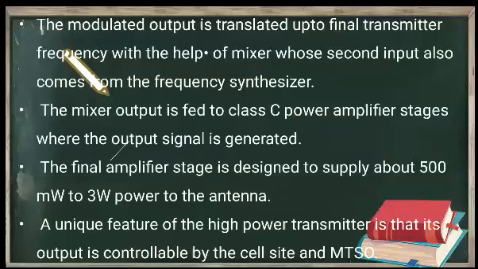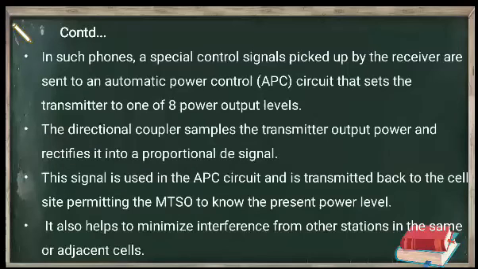The final amplifier stage we have already seen in the block diagram. There are 3 amplifier stages. The final amplifier stage is designed to supply about 500 milliwatts to 3 watts of power to the antenna. A unique feature of the high power transmitter is that its output is controllable by the cell site and MTSO. MTSO is nothing but the mobile telephone switching office. In such phones, special control signals picked up by the receiver are sent to an APC, the automatic power control block we already saw in the block diagram, that sets the transmitter to one of 8 power output levels.